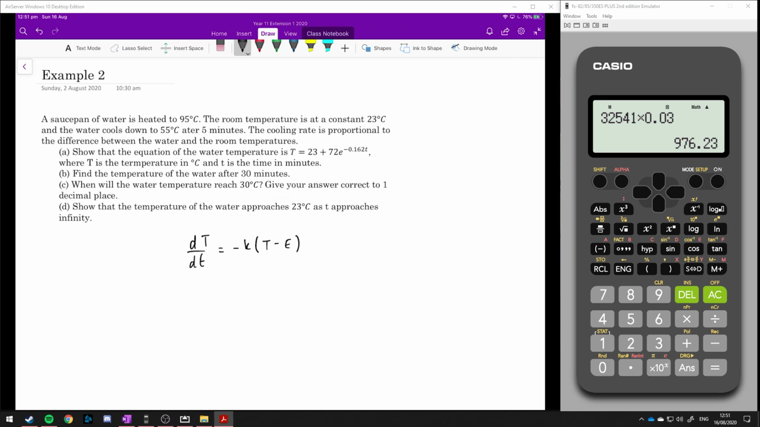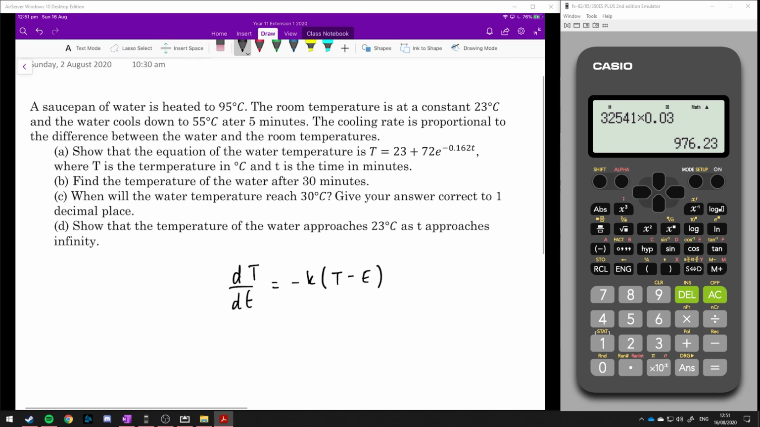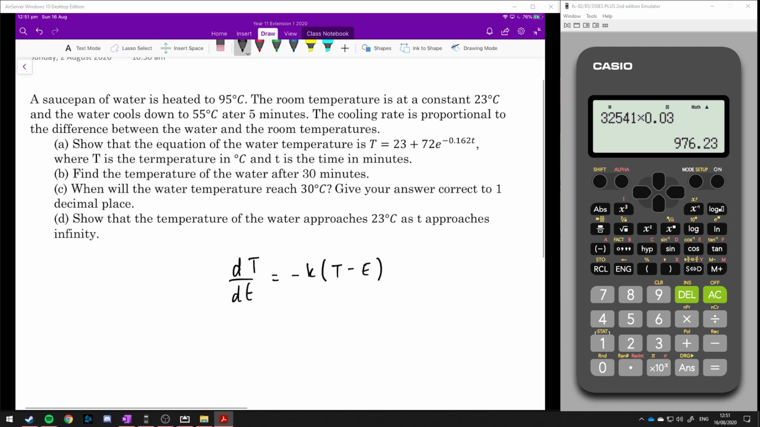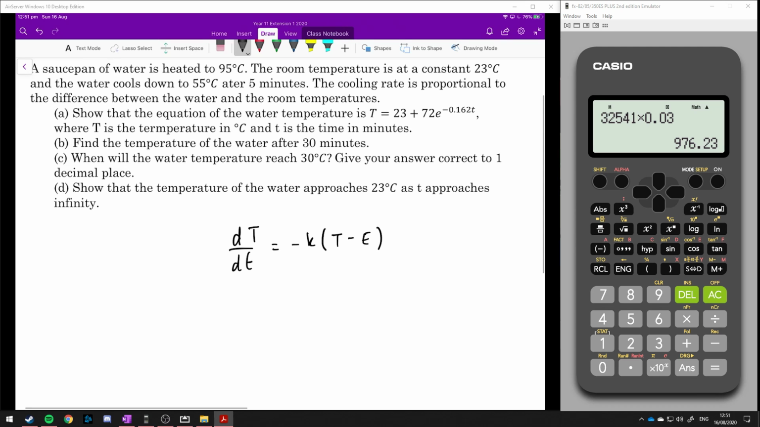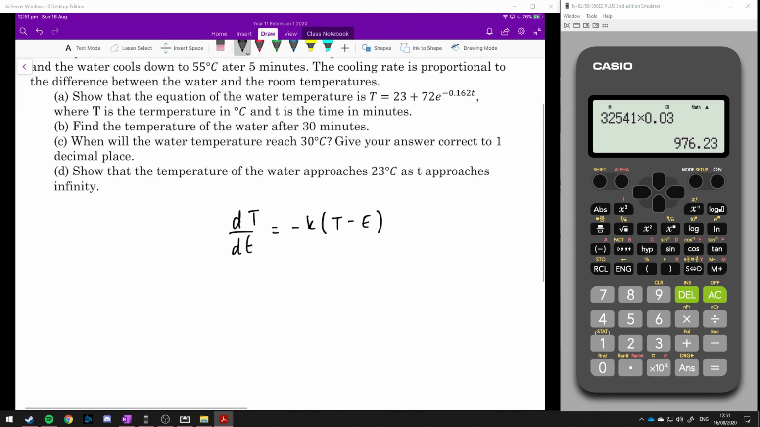Okay, so a saucepan of water is heated to 95 degrees Celsius. The room temperature is at a constant 23 degrees. The water cools down to 55 degrees after 5 minutes. The cooling rate is proportional to the difference between the water and the room temperatures. Show that the equation of the water temperature is T equals 23 plus 72e to the negative 0.61162t.